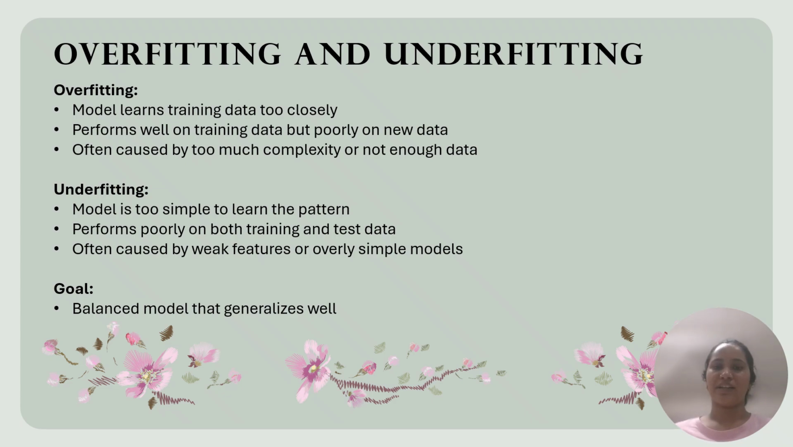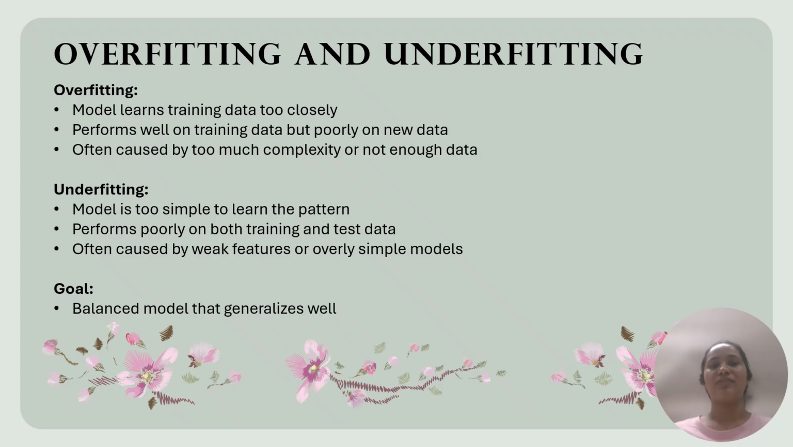Now, overfitting and underfitting. The goal of a machine learning model is to learn patterns from training data and apply that knowledge to new, unseen data. However, models can sometimes learn too much or too little, leading to poor performance. Overfitting occurs when a model learns the training data too closely, including noise and random variations that are not actually important. As a result, the model performs extremely well on the training data but struggles when presented with new data.